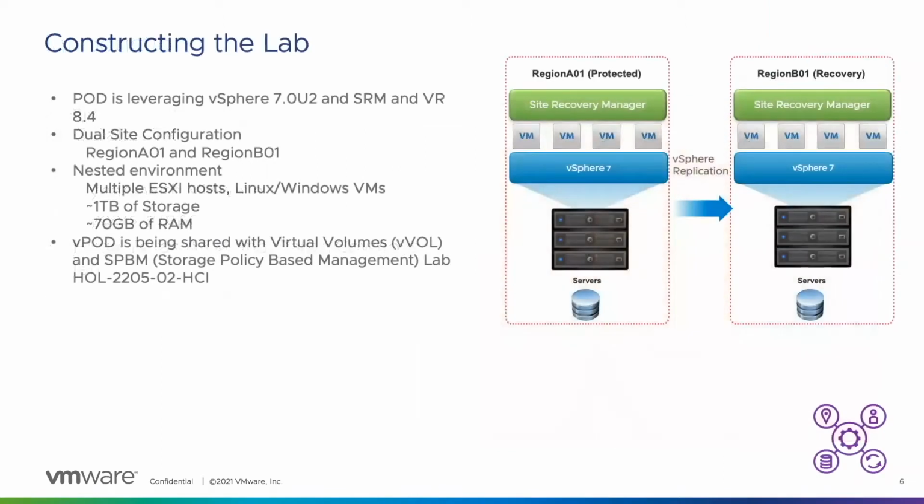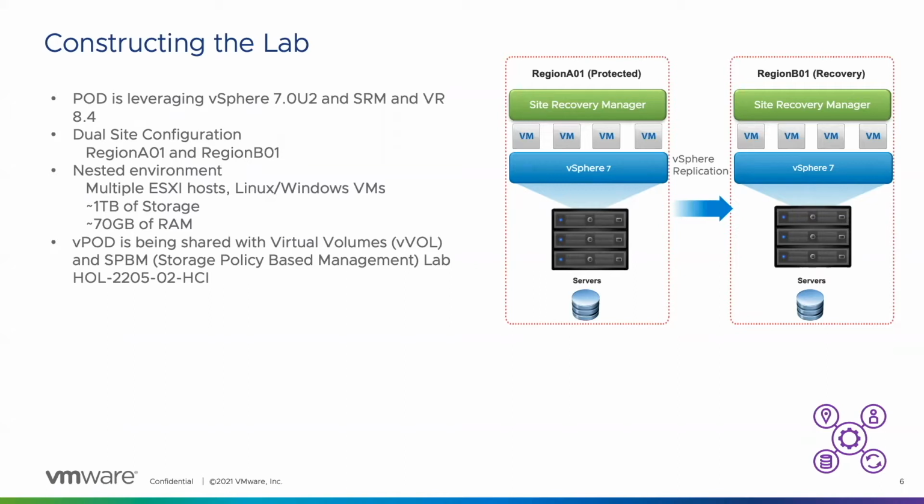All right, so let's talk about constructing the lab. Our pod has been built using vSphere 7 Update 2, as well as Site Recovery Manager and vSphere Replication 8.4. We have a dual site configuration where we have a region A and a region B, depicted on the right-hand side. Region A is our primary site, where all of our production workloads are running. Region B is our recovery site, where we would fail over to in the case of a disaster.